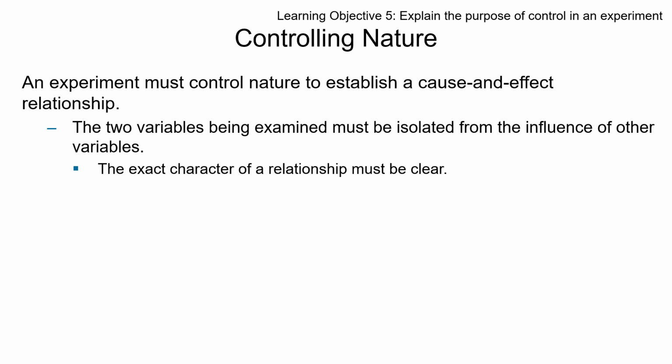So the two variables must be isolated from the influence of other variables, and the exact character of a relationship must become clear. This is where we must isolate them, and we do this by essentially setting up an experiment in such a way that all of these possible extraneous variables are the exact same for all participants in the study.